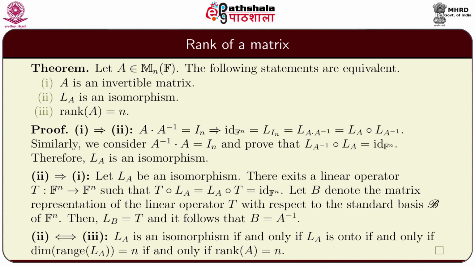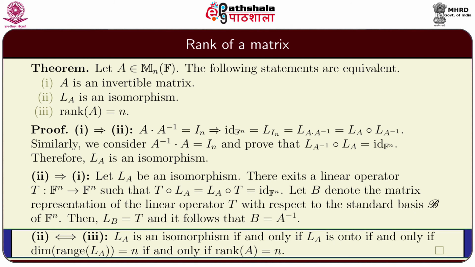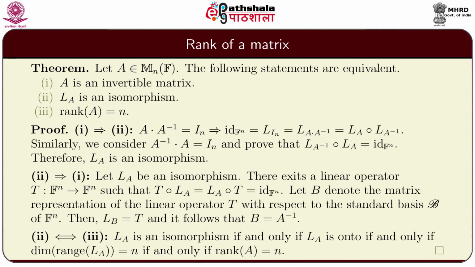And finally 2 if and only if 3. So, LA is an isomorphism if and only if LA is onto, that is surjective, if and only if dimension of the range of LA is equal to n, and if and only if rank of A is equal to n, because dimension of range of LA is nothing but rank of A. Therefore, we have proved that LA is an isomorphism if and only if rank of A is equal to n.